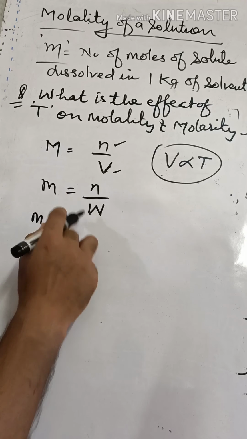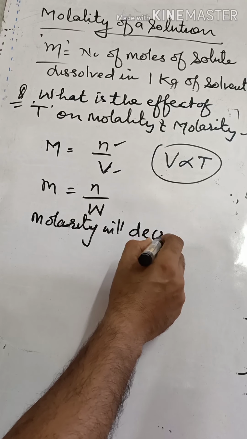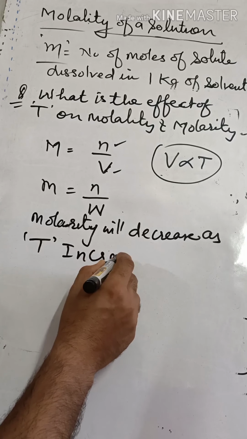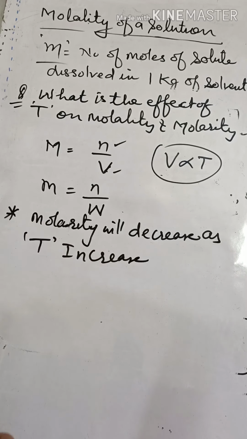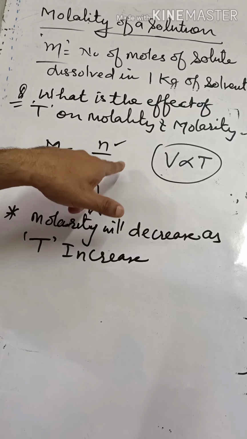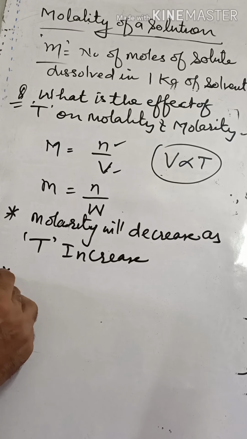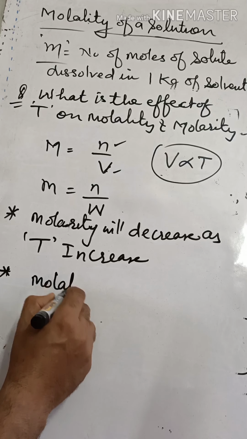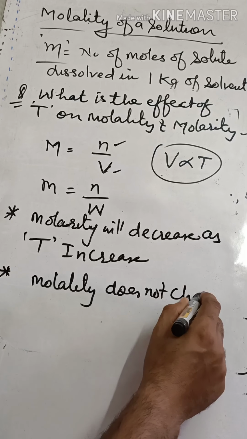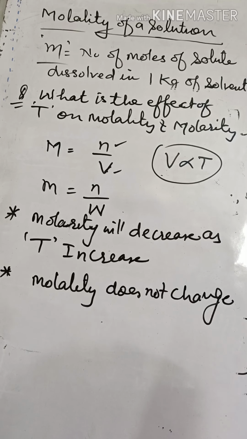Molarity will decrease as temperature increases. Why? Because in molarity, you will write this formula. We know that molarity of solution is equal to n upon V; as temperature changes, volume changes, and that's why it will decrease. And second, molality does not change. Very important question.